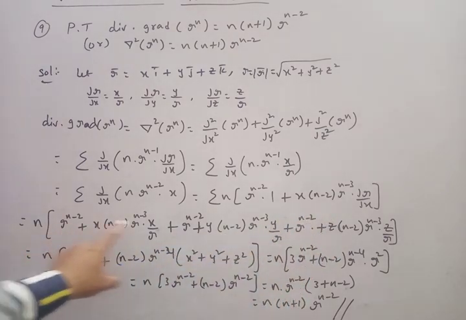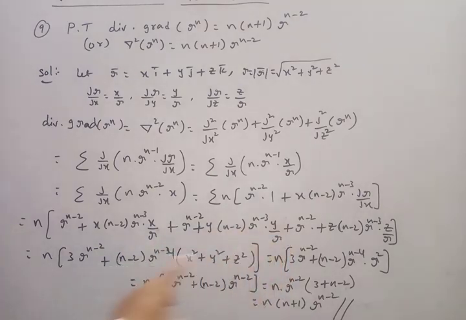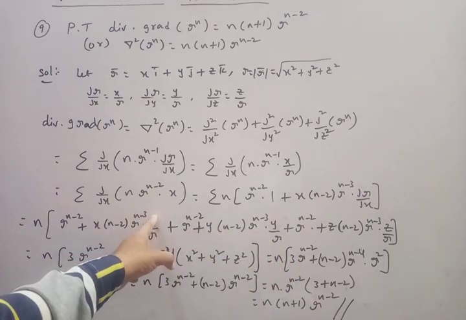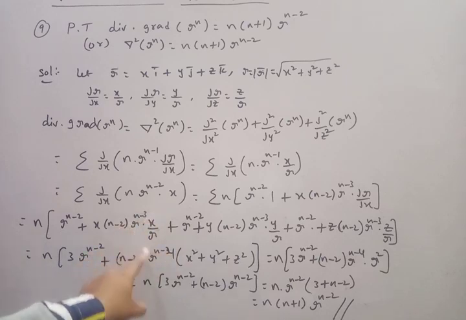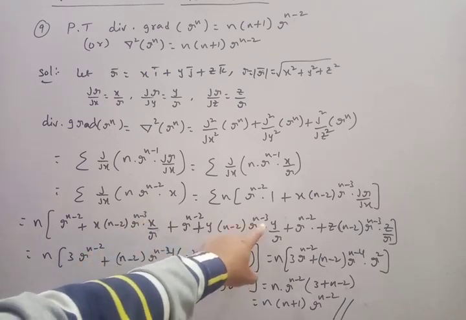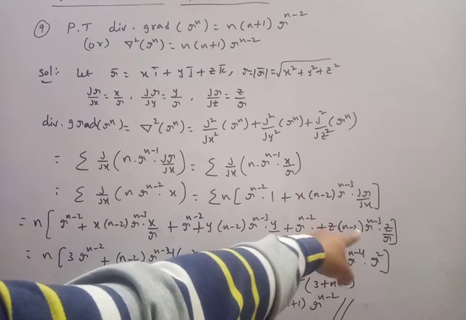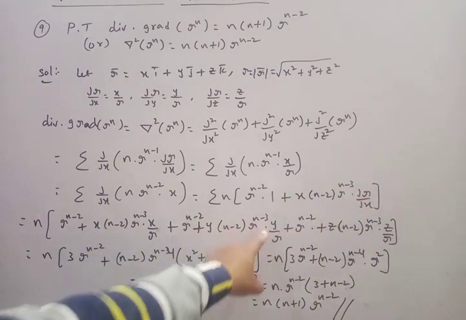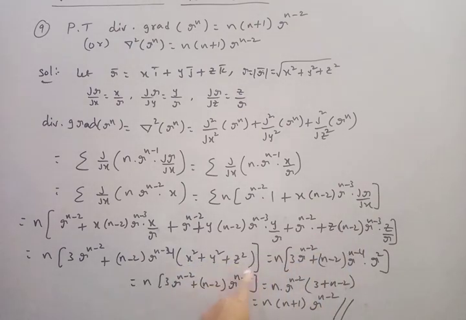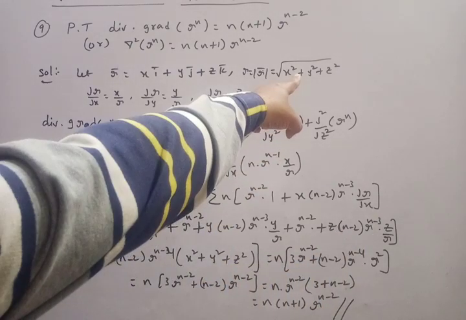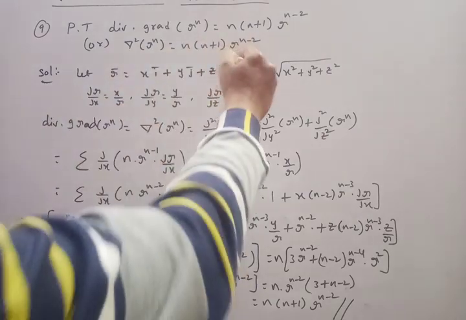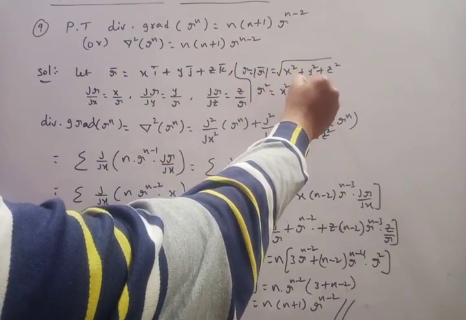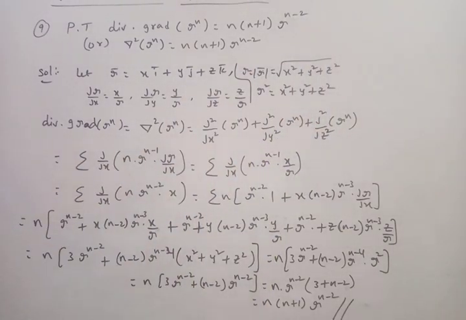Correct? So r power n minus 2, r power n minus 2, r power n minus 2, 3 r power n minus 2. So take out common here. This r will go up to n minus 4, n minus 2 r power n minus 4 common. x into x, x square, y into y, y square, z into z, z square. This value is what? R square. You can write it over here if you want. R square is equal to x square plus y square plus z square. Squaring on both sides.